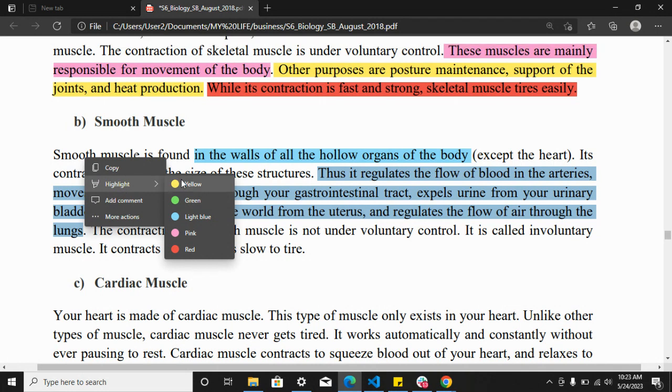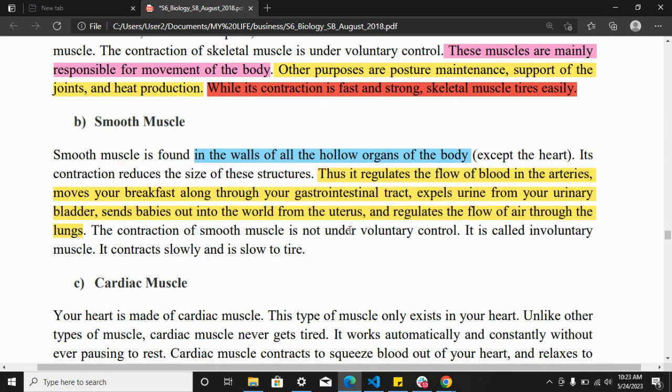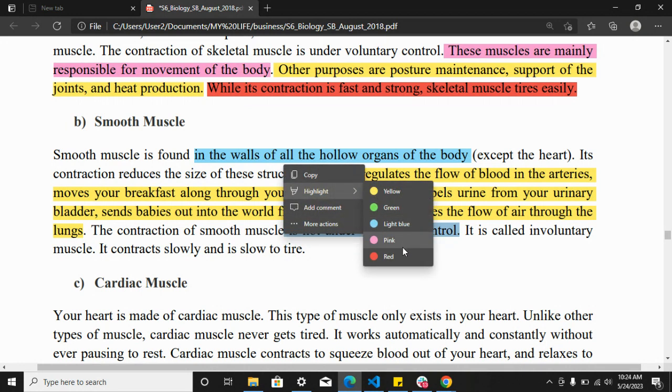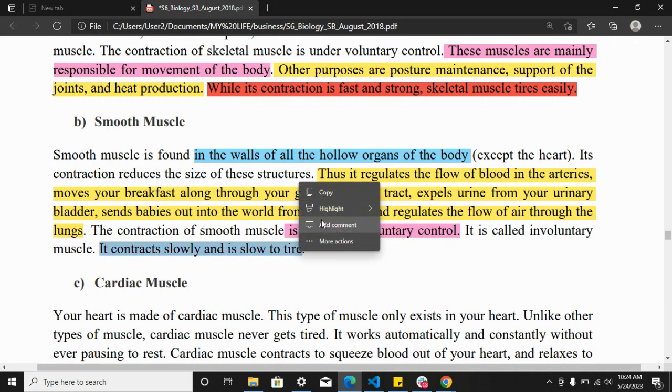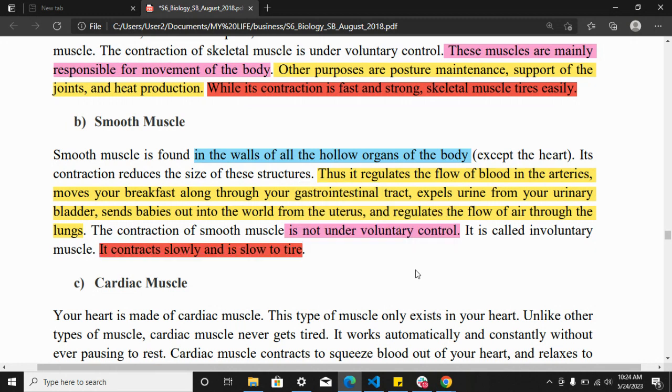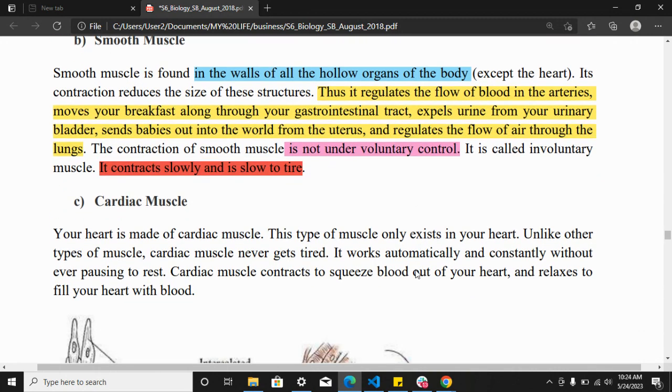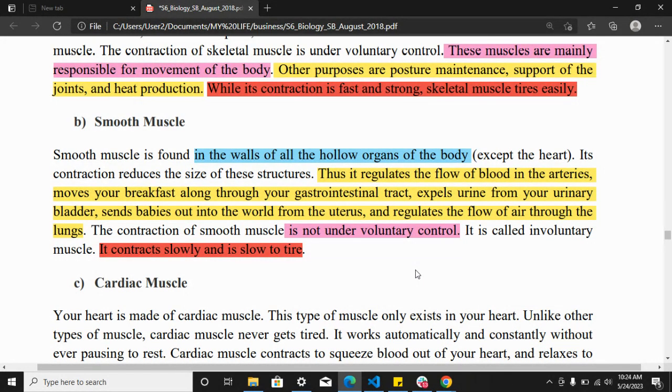Those are all important in the body. So the contraction of smooth muscles is not under voluntary control. The way smooth muscles contract or relax is not voluntary, right? It is involuntary. They contract slowly. Since they have slow contraction, it means that fatigue is low. So it contracts slowly and is slow to tire.